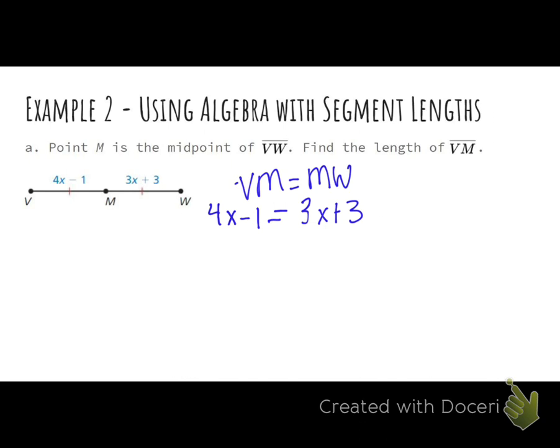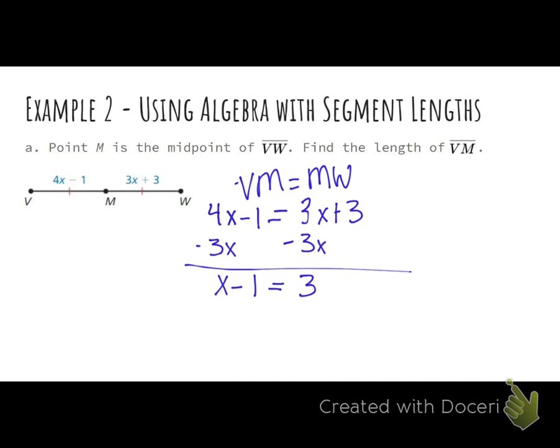There's multiple options. Ken? Move 3x. Okay, so we're going to move 3x. How am I going to move it? Somebody want to tell me? Cam? Subtract 3x on both sides. Subtract 3x on both sides. Okay, we get x minus 1 equals 3.